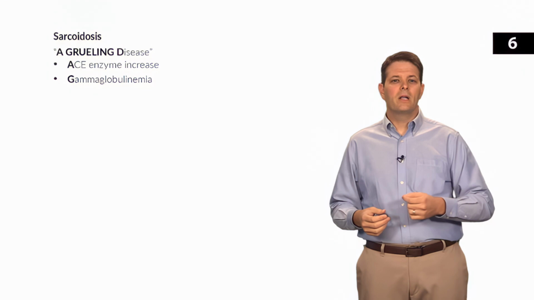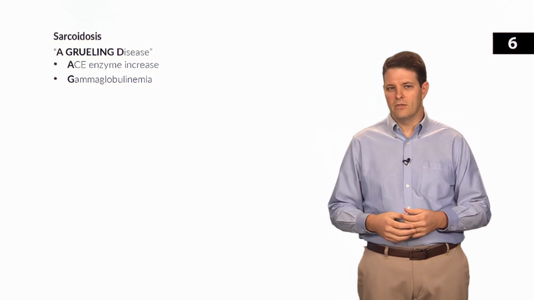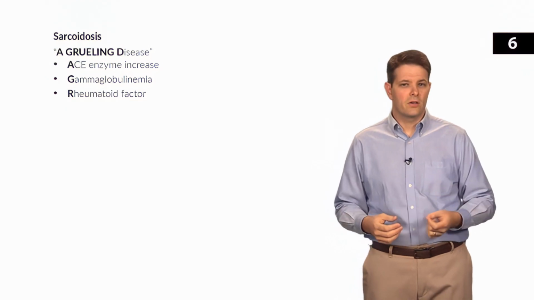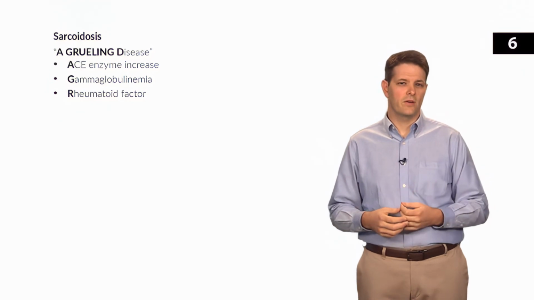The G is for gamma globulinemia. 50 to 80% of these patients have high gamma globulin levels. R is for rheumatoid factor. So in addition to the high gamma globulin levels, many of these patients will have a positive rheumatoid factor.